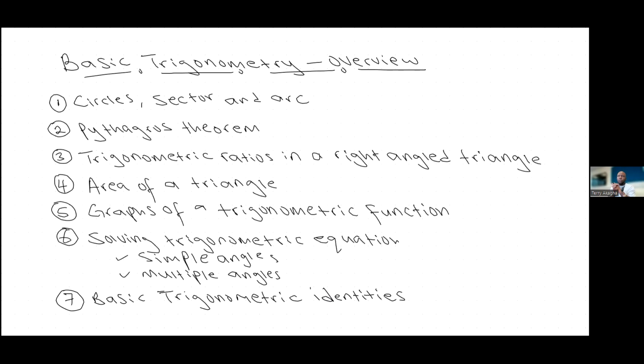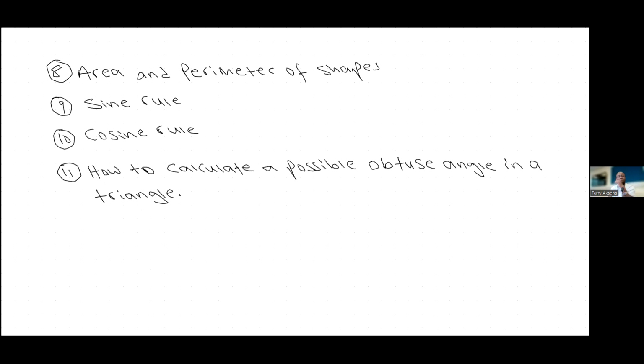So these are the 11 topics we're going to talk about: Pythagoras theorem, the trigonometric ratios in a right angle triangle, the area of a triangle, the graph of a trig function. How do you solve trigonometric equations? Okay, how do you go about that? We'll talk about that as well. Then the next thing I'll talk about under trig equations, the simple and multiple angles. I'll talk about the basic trig identities, and I'll talk about the areas and perimeter of a shape. So we'll talk about the sine rule, the cosine rule, and also if a particular triangle has an obtuse angle, how we use the sine rule and cosine rule to find the possible obtuse angle. All right, so that is that.